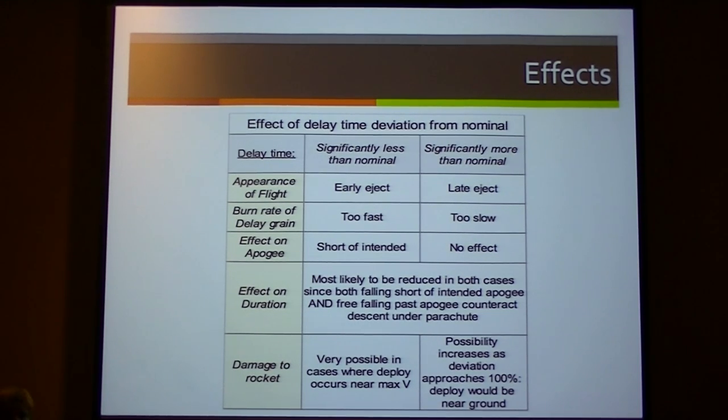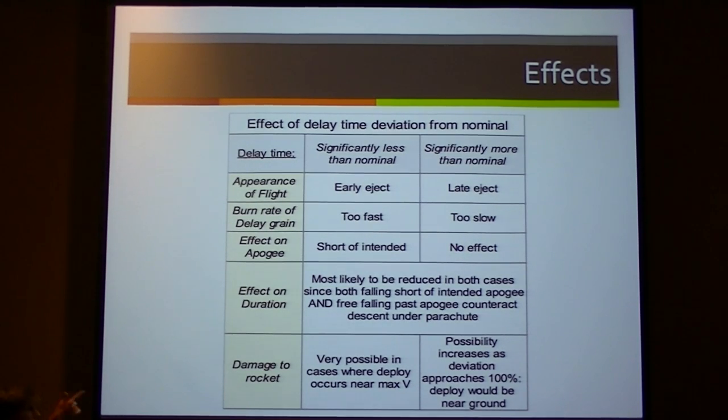Effect on duration, if you're deploying the parachute at 780 feet instead of 800 feet, the duration is obviously going to be shorter. And damage to the rocket, I had a couple flights in my data here where I was ejecting over 100 feet per second, and no fault to me, I just used the motor the way it was spec'd, and I had some Kevlar shock cords tear out of the rocket, and quite a bit of damage.